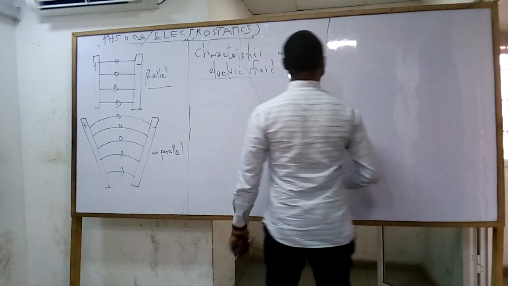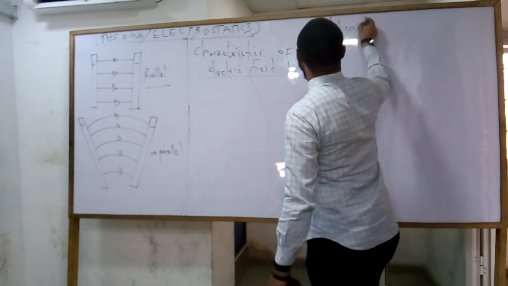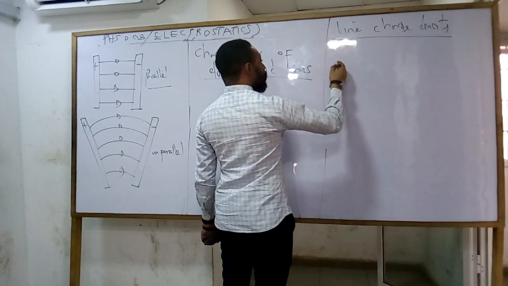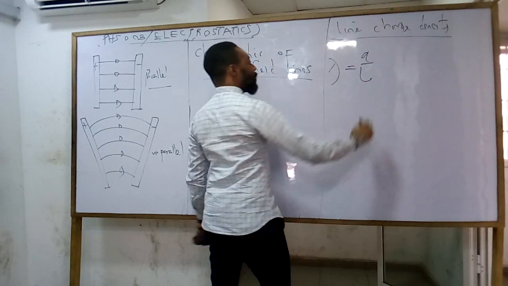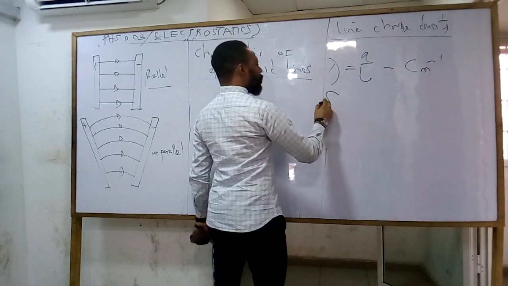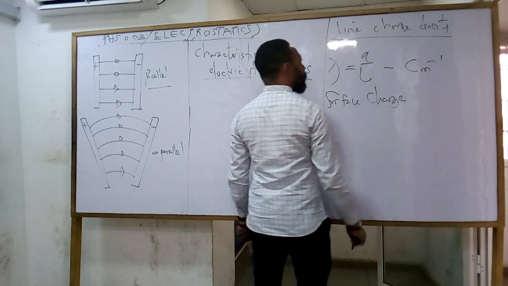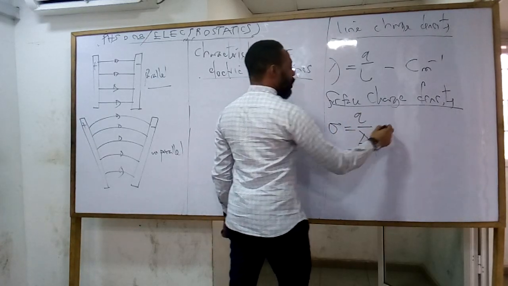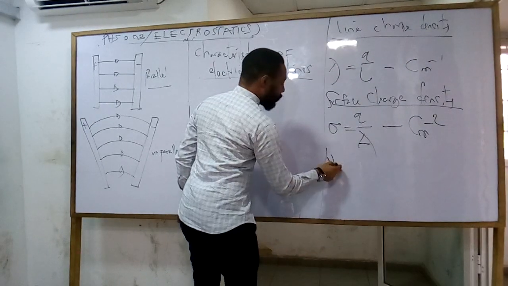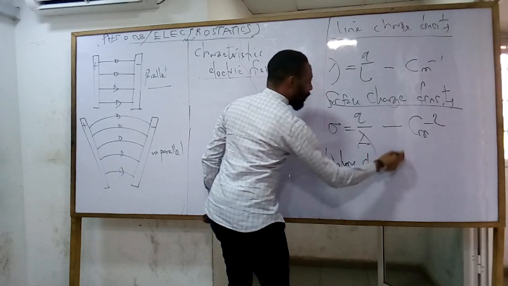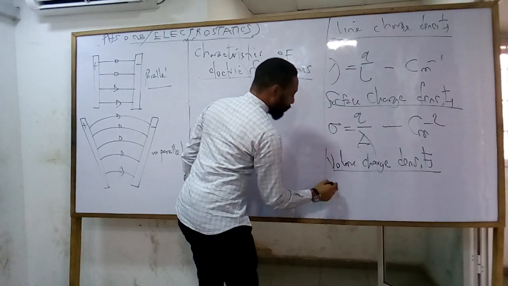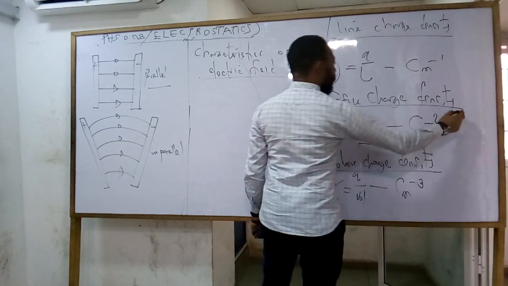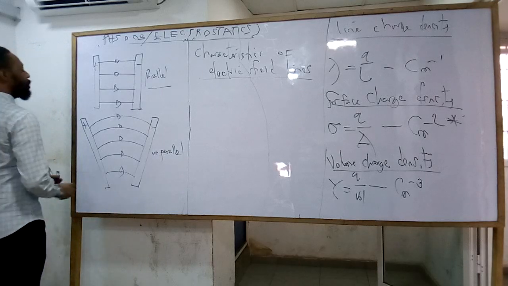From there, we also talked about three important concepts. The line charge density is known as the ratio of charge to the length of the conductor. The expected unit is coulomb per meter. Then surface charge density, sigma, which is the ratio of the quantity of charge to the surface area of the body. The expected unit is coulomb per meter squared. And the third one is volume charge density, which is gamma, that is charge over volume. The expected unit is coulomb per meter cubed. This second one happens to be the most common or the most important in calculations.